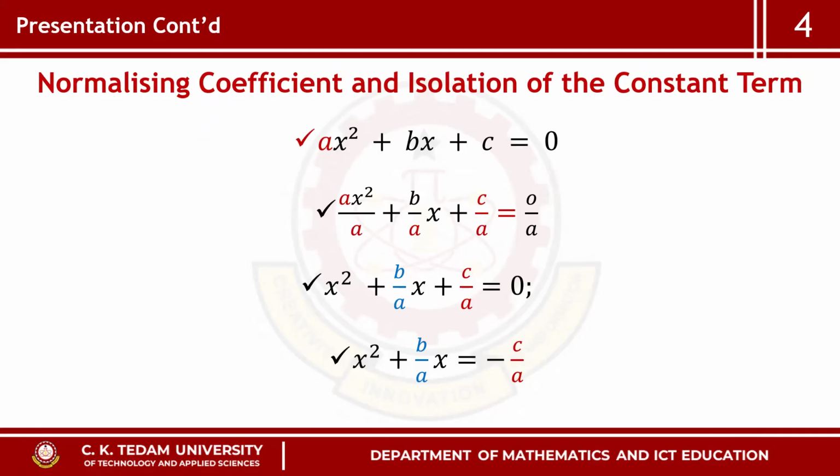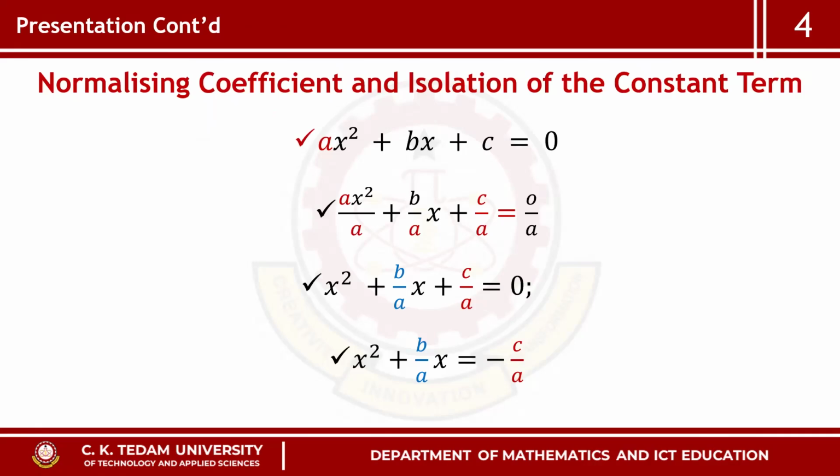Now, why are we normalizing the coefficient of the quadratic x? If the coefficient is 1, we don't need to normalize. If it is 0, it is not a quadratic equation. Again, if the coefficient of the quadratic x, which is a, is 1, we don't need to normalize. If it is 0, it will turn the equation to a linear equation.